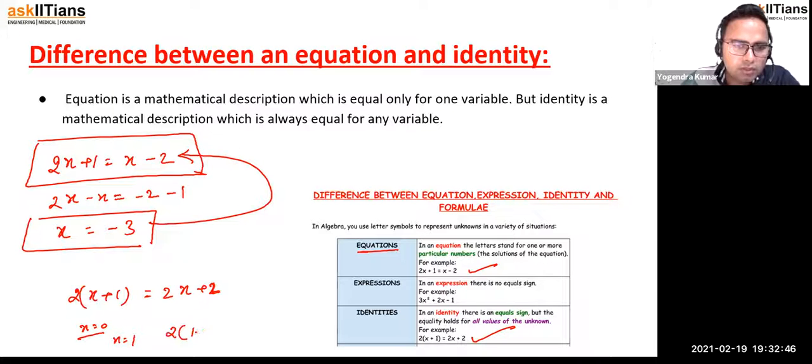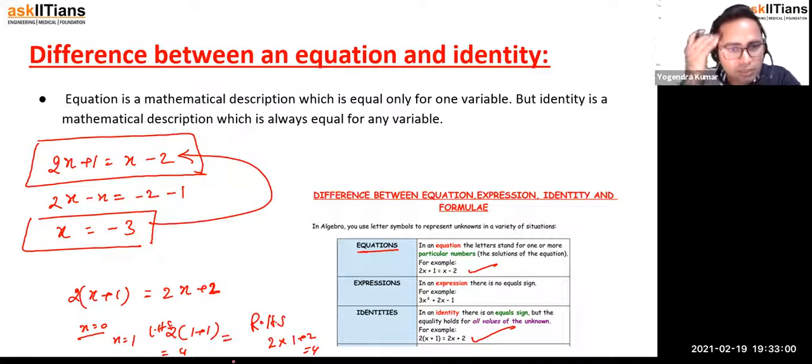2 times 1 plus 1 is 4. LHS is this, and RHS is 2 times 1 plus 2, which is 4. So it is equal, right? LHS is equal to RHS, right? So that's why we say an identity has infinitely many solutions and an equation has limited solutions. That is the main difference.